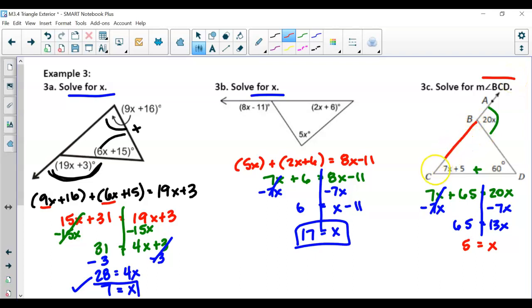So BCD. So you are looking for this angle here. So 7 times x, which is 5, plus 5. You should have gotten 40 degrees.